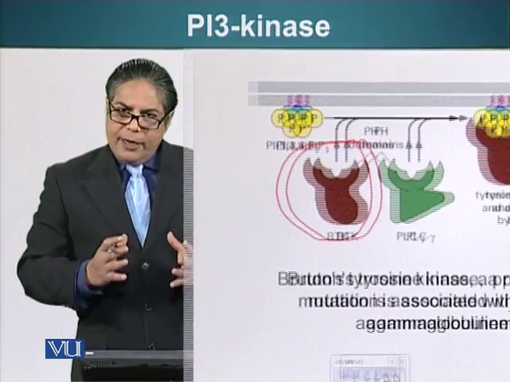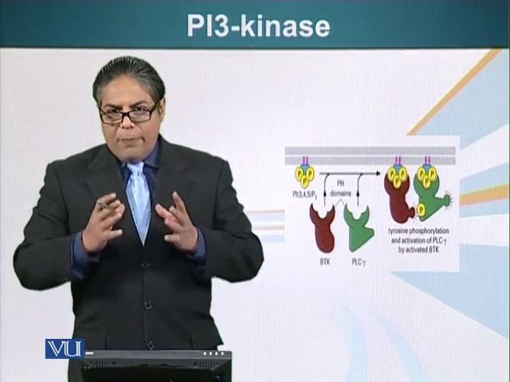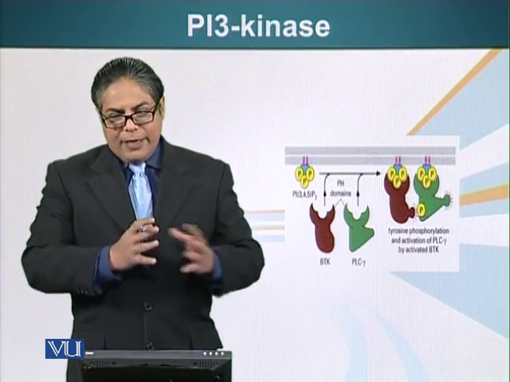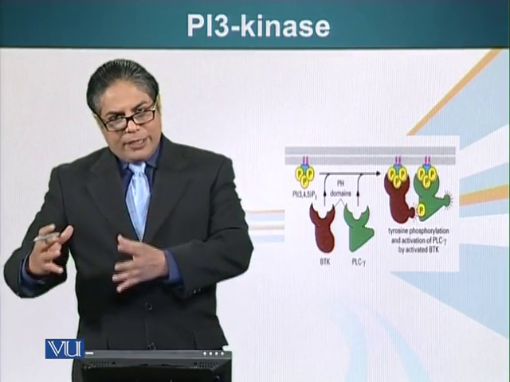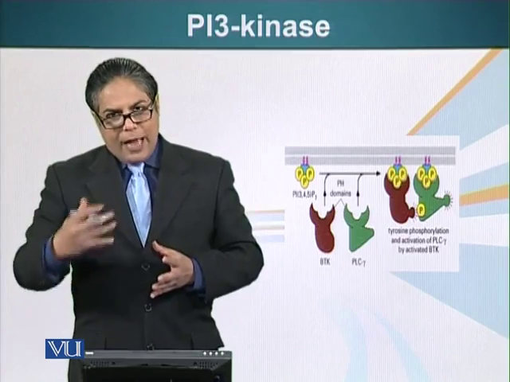So here we have seen an example of PI3 kinase getting activated by receptor tyrosine kinases, which in turn provides a signal to the B cell to produce antibodies.